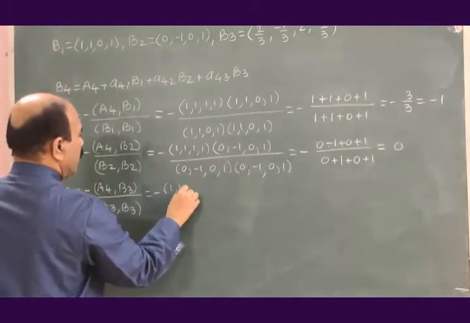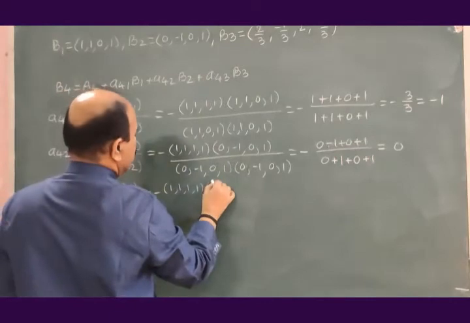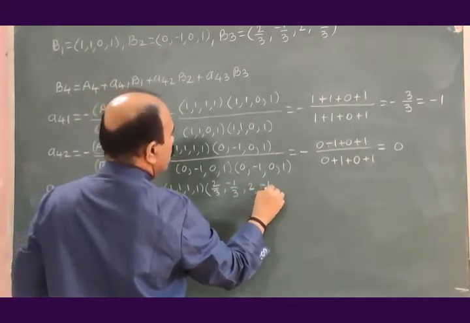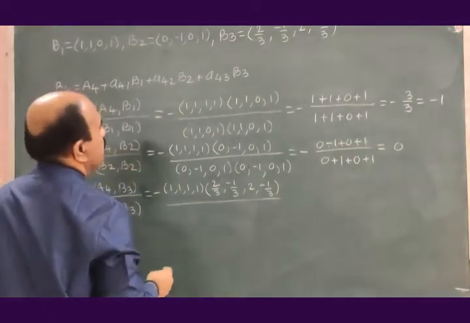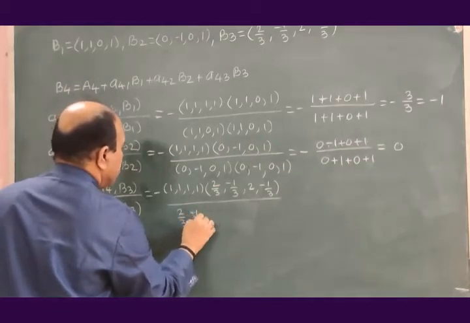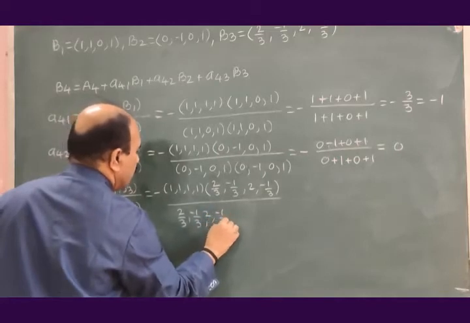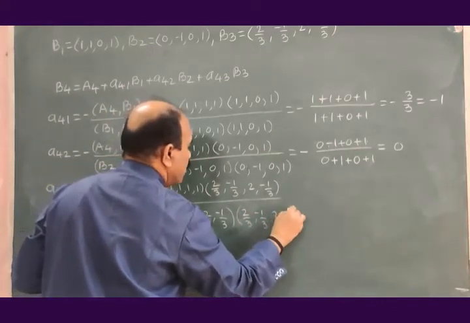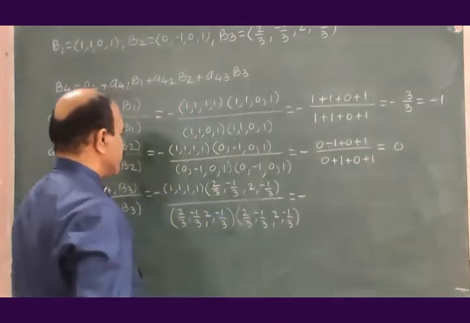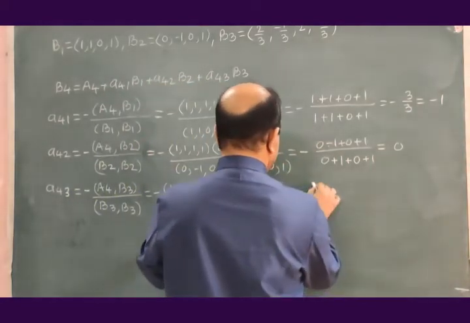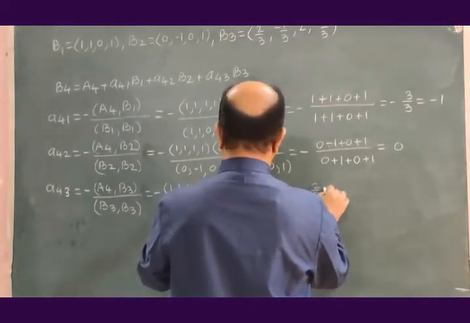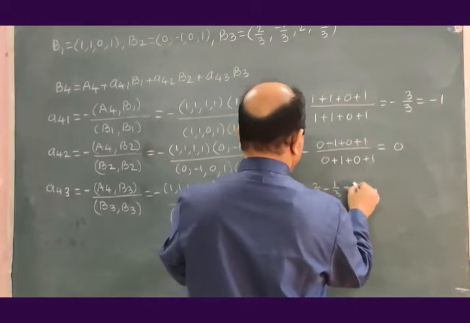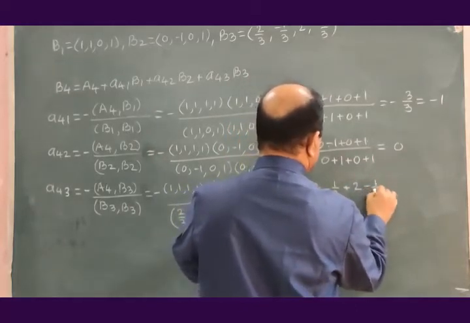A4 is this 1 1 1 1, B3 is this 2 by 3 minus 1 by 3, 2 minus 1 by 3, this whole divided by 2 by 3 minus 1 by 3, 2 minus 1 by 3 with minus sign. 1 into 2 by 3, 2 by 3 plus 1 into minus 1 by 3, minus 1 by 3 plus 1 into 2, 2. 1 into minus 1 by 3, minus 1 by 3.